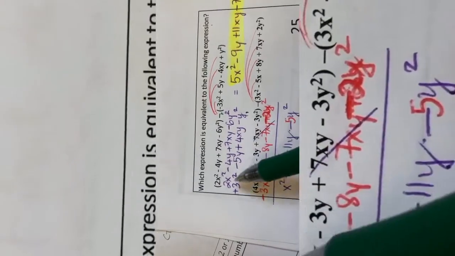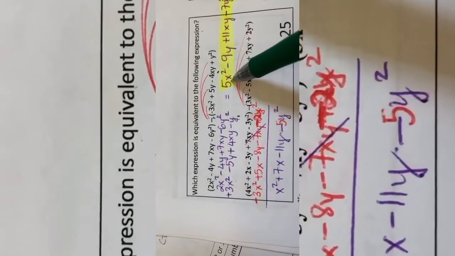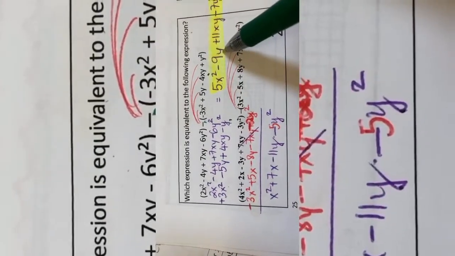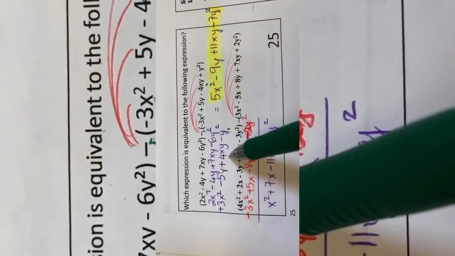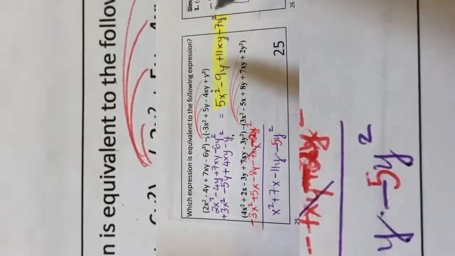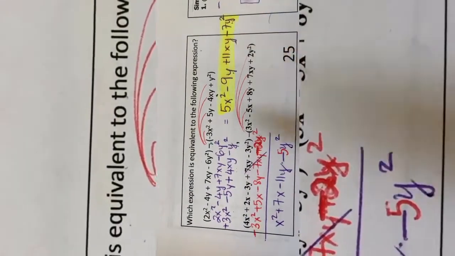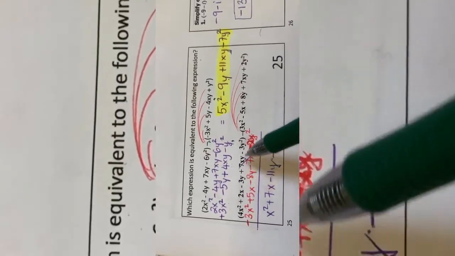Now I recommend you line them up accordingly: xy with xy, y square with y square. The variables should be the same, matching. And then all you do next is add the coefficients. 2 plus 3 gives you 5. Keep the x square. -4 minus 5 is -9. Keep the y. 7xy plus 4xy, 7 plus 4 is 11. Keep the xy. -6 minus 1 gives you -7. The y square stays the same. Okay, final answer. The next problem, you can do the same thing.